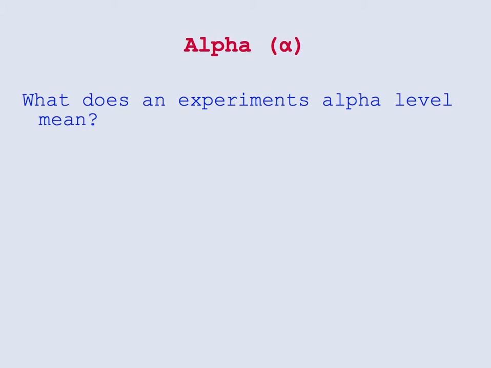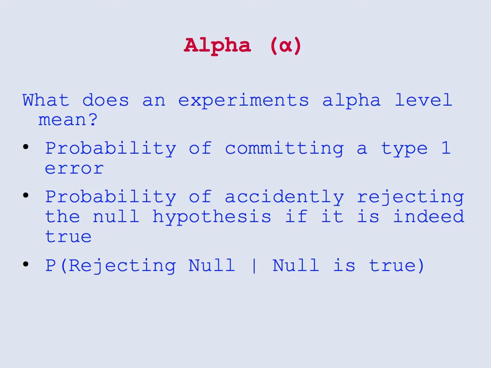What does an experiment's alpha level mean? Most of us have seen this in statistical analysis. The alpha level is the probability of committing a type 1 error, or the probability of accidentally rejecting the null hypothesis if it is indeed true. Written in probability language, we say that this is the probability of rejecting the null given that the null is true.